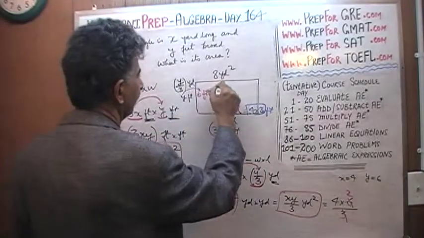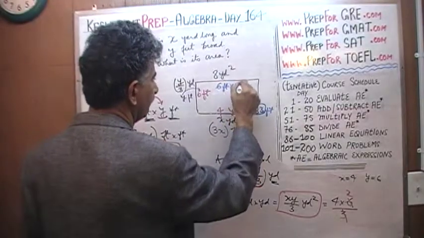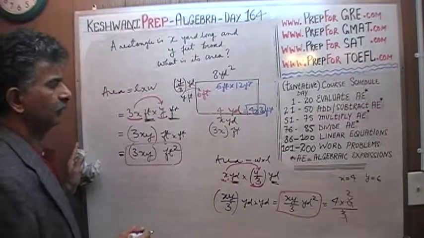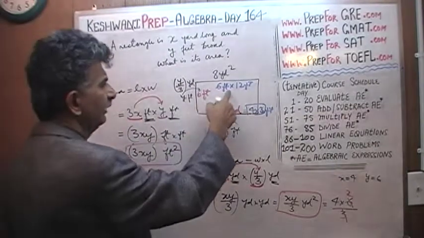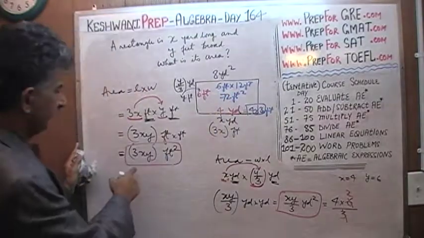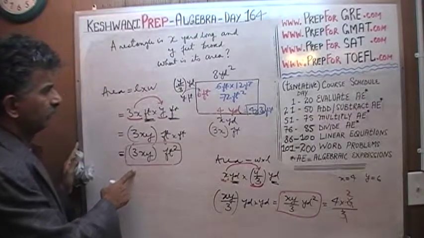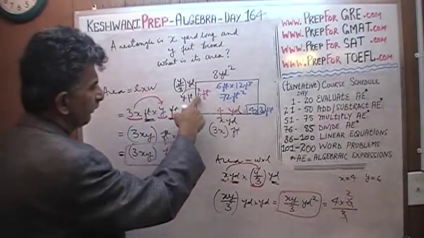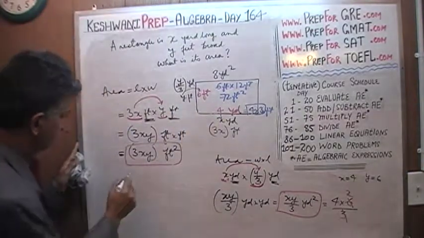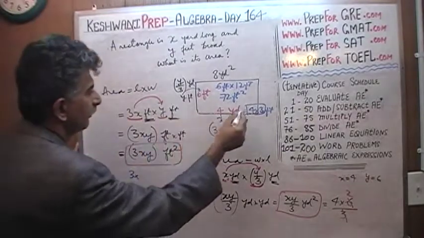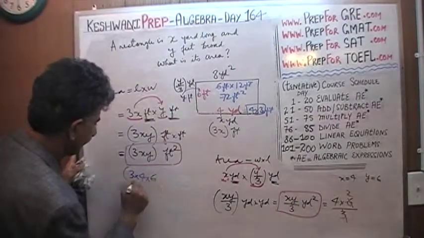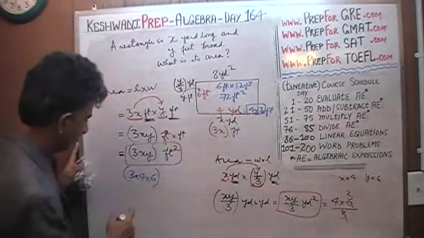6 feet times 12 feet, let's do it here. 6 times 5 is 30, so 12 times 6 should be 72 square feet. Let's see if this gives us 72 square feet. We're going to plug in 6 for y and 4 for x. 3 times 4 for x, just like there, times 6 for y. And this better give us 72. Let's see. Oh, there you go.